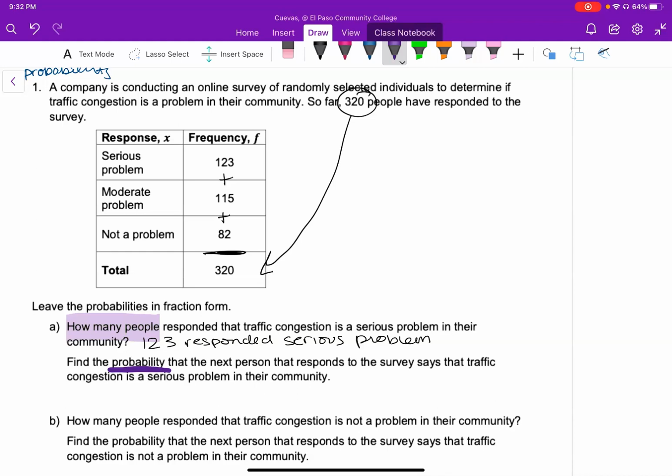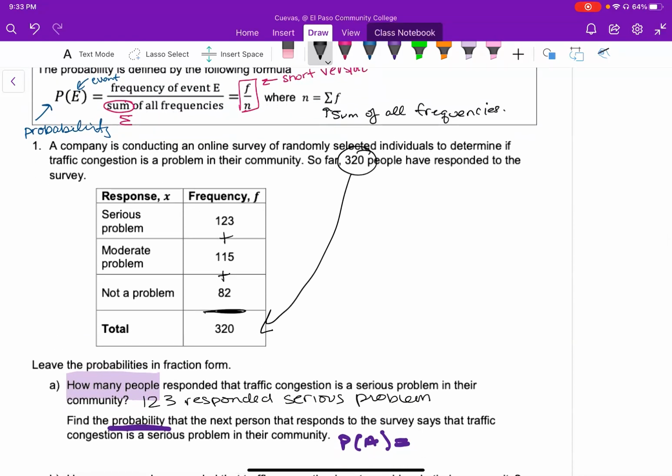Find the probability that the next person that responds to the survey says the traffic congestion is a serious problem in their community. So we're going to take probability is equal to the frequency of the event divided by n. So what's the frequency that it is a serious problem? 123. You said it in the first part, and if you look back on the table, it says 123. And then what is the sum? N stands for the sum of all frequencies, 320.